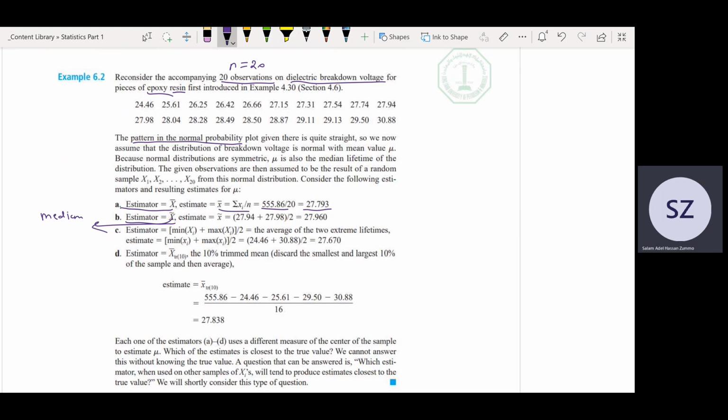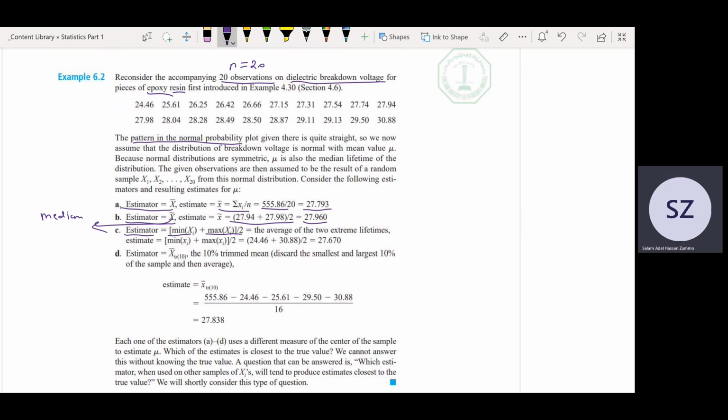Basically, we write the data from the largest to the smallest, and we take the middle point value. Since the count is even, we have two middle point values, so we take their average, and we get this. If you notice, this estimator gives us a different estimate than the other one. They are close but different. Or you can take the smallest, add it to the largest, and divide by 2. This is another way to calculate the average of the data set.